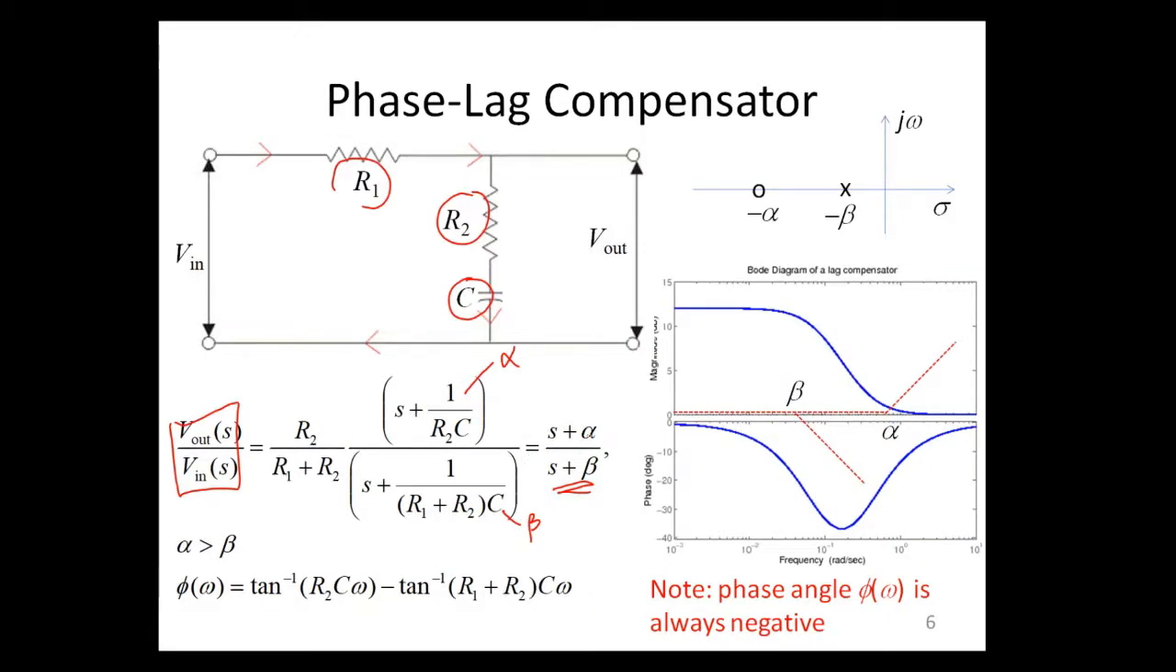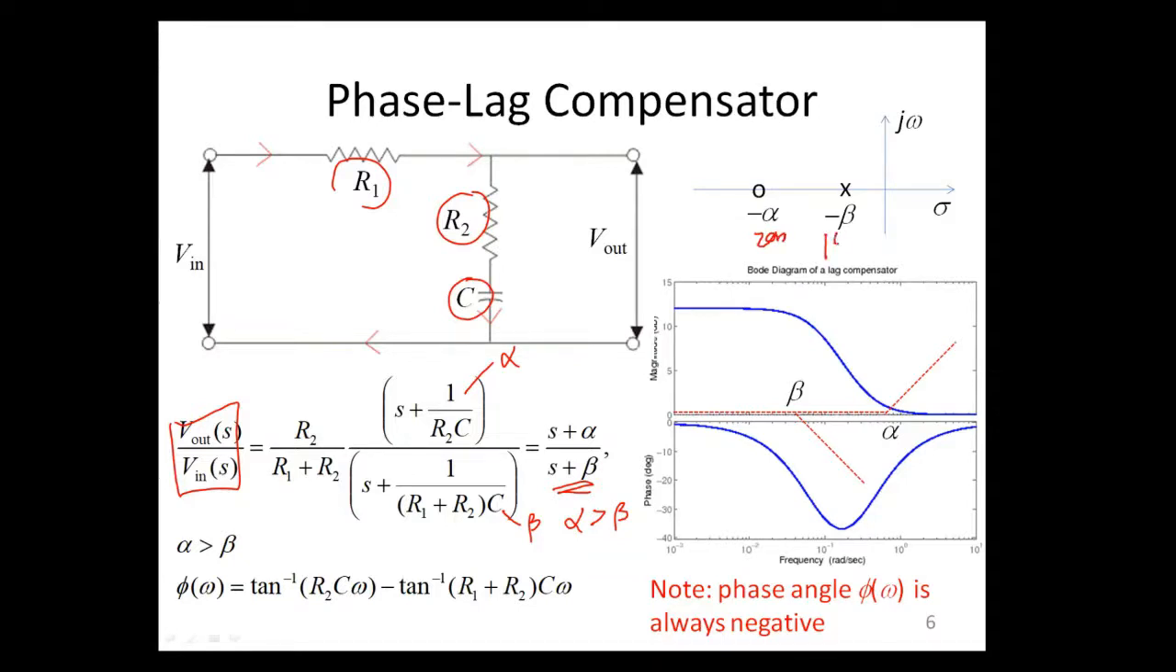The only difference is that in this case we need to set alpha greater than beta in order to achieve the phase lag compensator. For the phase lag compensator, alpha is greater than beta. We plot it in the imaginary plot. We can see that the zero will be placed on the left side of the pole.